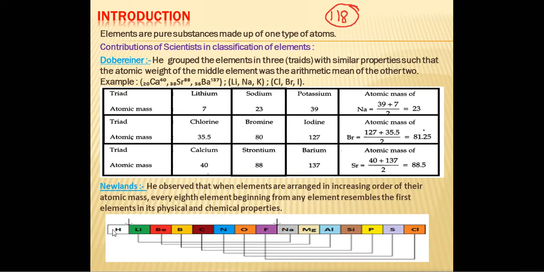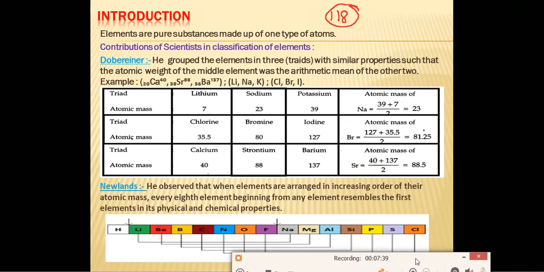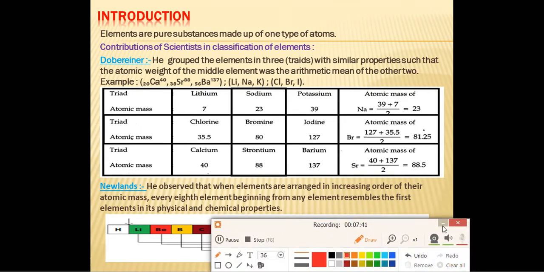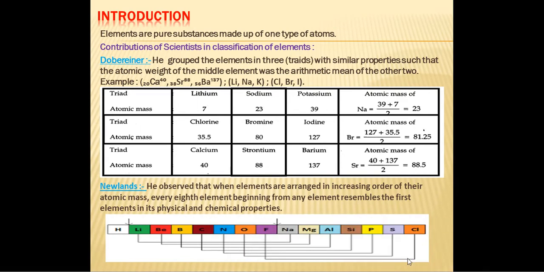Like that, from wherever you begin, from there the properties of the first and the eighth element will always be similar. Like a musical note, the properties of the first and the eighth element will be similar. Means the physical and chemical properties will resemble. So this was Newland's law of octaves. You have to remember that whenever the elements are arranged in order of increasing atomic masses, the properties of the eighth element will be similar to the properties of the first element.